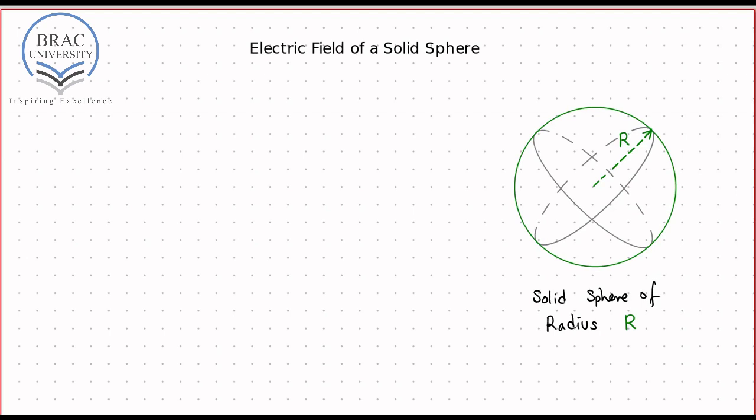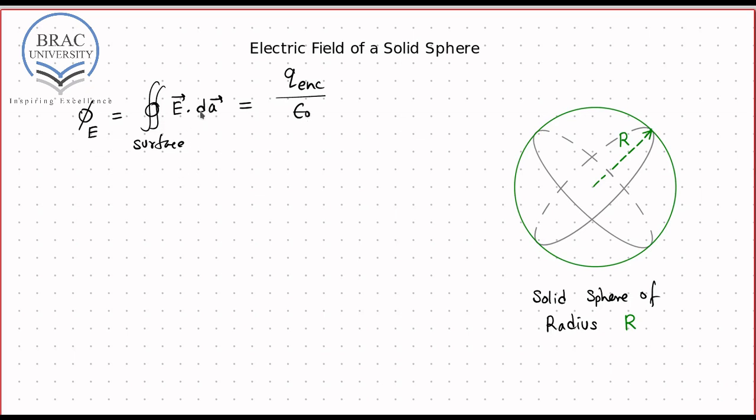In this lecture, we will see how we can calculate the electric field of a solid sphere. We will be using Gauss's law to find the electric field, and if you remember, Gauss's law is, in general, the electric flux phi sub E equals the closed surface integral of E dot dA equals enclosed charge divided by epsilon naught.